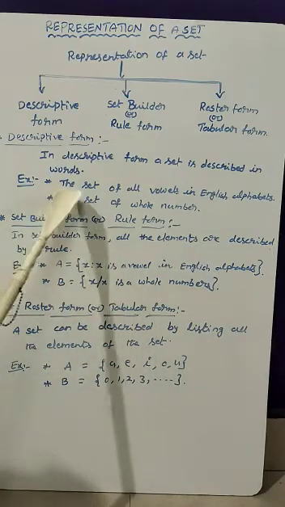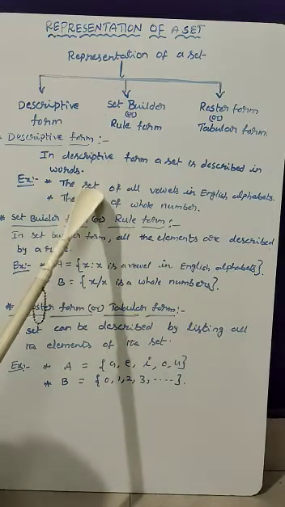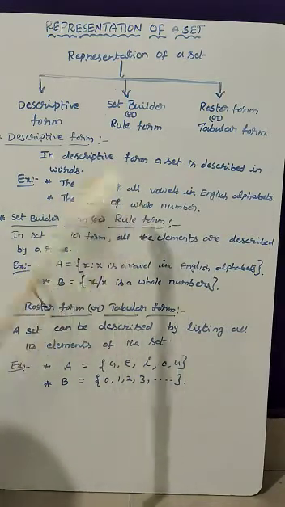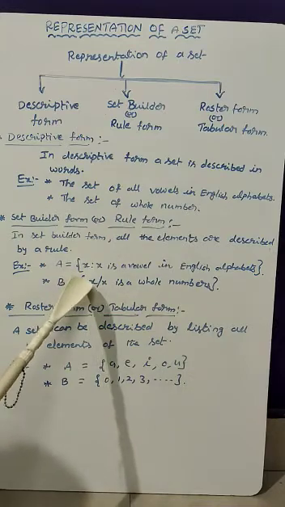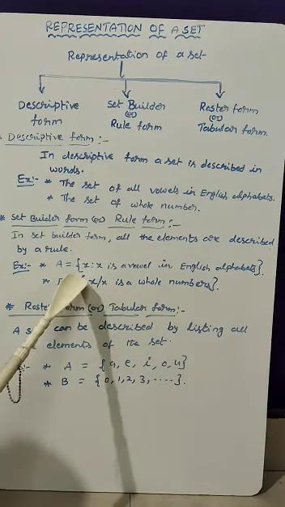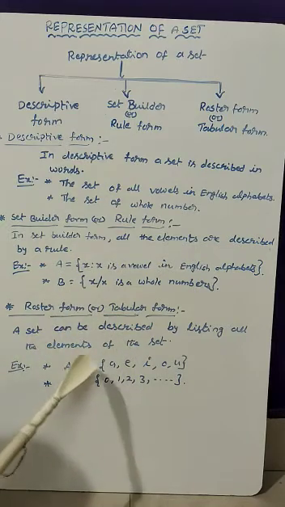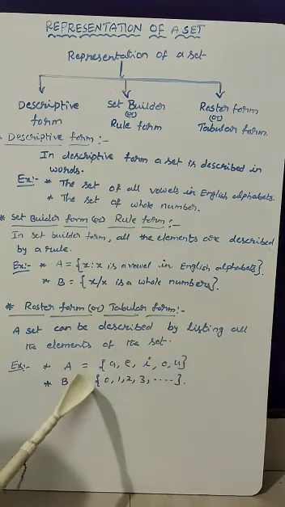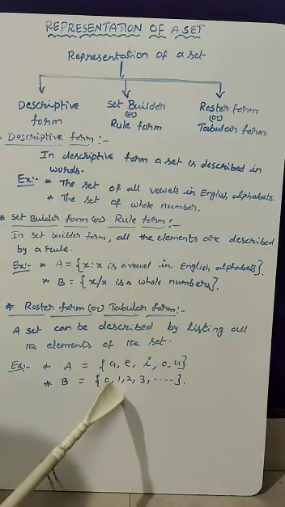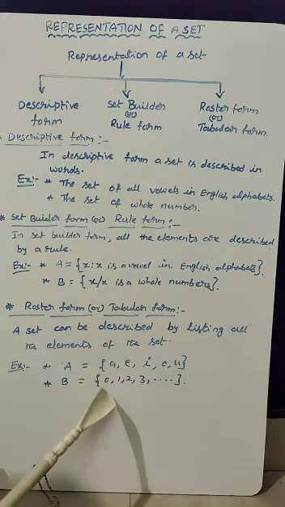So these are the three definitions with examples. Be clear, students. First, you write only in words; that is the descriptive form. Second, described by a rule; that is the set builder form or rule form. And the last one is listing the elements of the set; that is the roster form or tabular form.